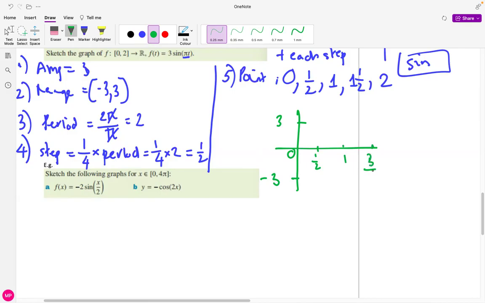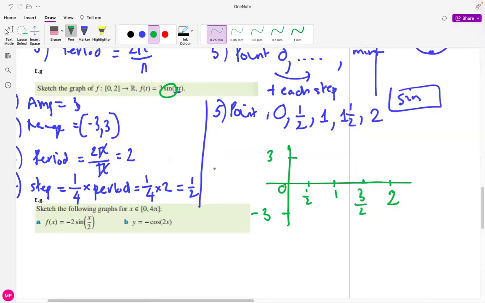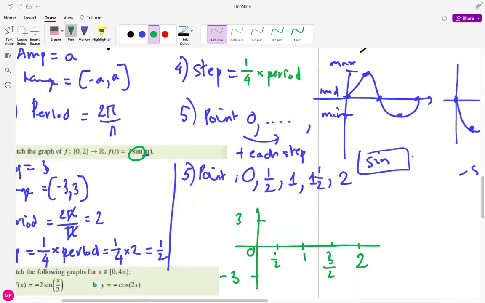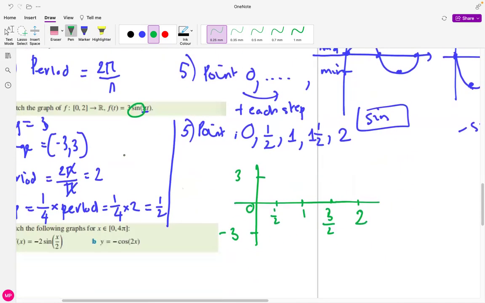Let's make it 3 to 2. And then I have 4. I have 2, sorry. So, and then I look at my graph. So this is a sine graph, right? So as you know, sine graph starts from the middle and goes like that. So I start from the middle, which is 0.